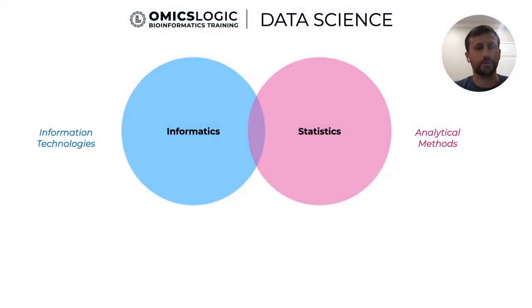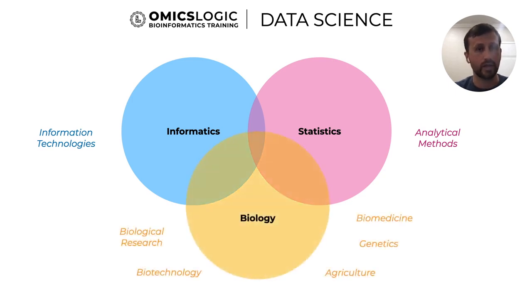Let's start from the beginning. What is data science? Data science relies on information technologies and analytical methods to extract meaning from data. In the case of biological data, that can include basic research, biotechnology, biomedicine, genomics, agriculture, and many other domains.